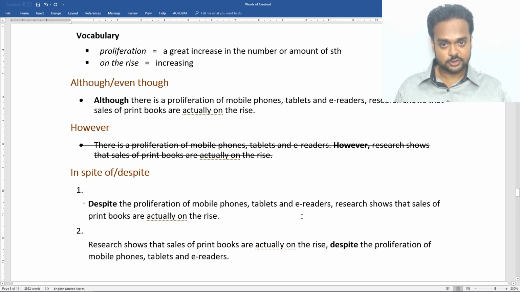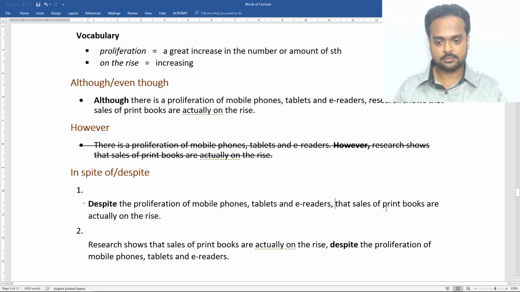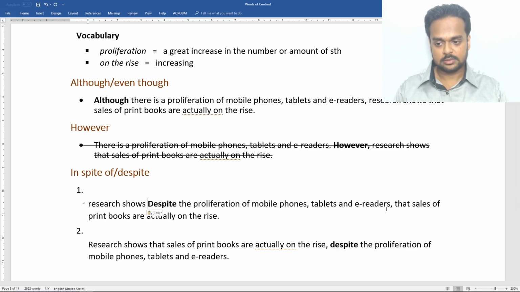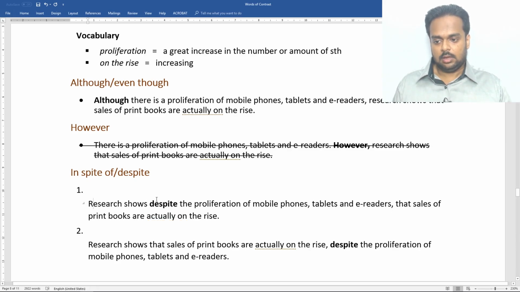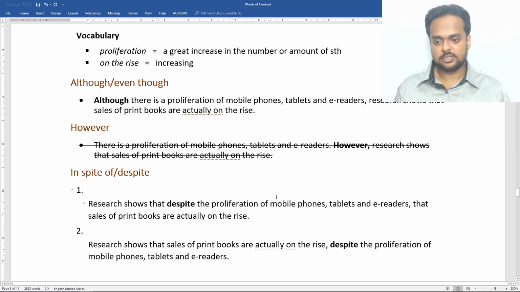This is okay, this is good, but we can make this sound better by removing this bit over here, research shows, and we can put that right in the beginning. Research shows that despite the proliferation of mobile phones, tablets, and e-readers, sales of print books are actually on the rise. That sounds pretty good.